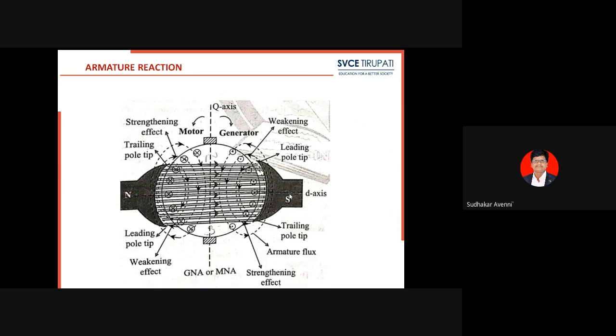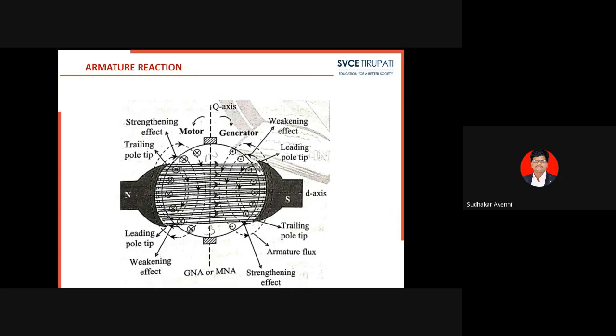Horizontal lines are main field flux lines. Vertical lines are armature flux lines. Vertically, the armature flux crosses the main field flux. Then there will be a cross magnetization effect. Once this cross magnetization effect exists, the total main field flux is going to be distorted, and the generated voltage is also distorted.